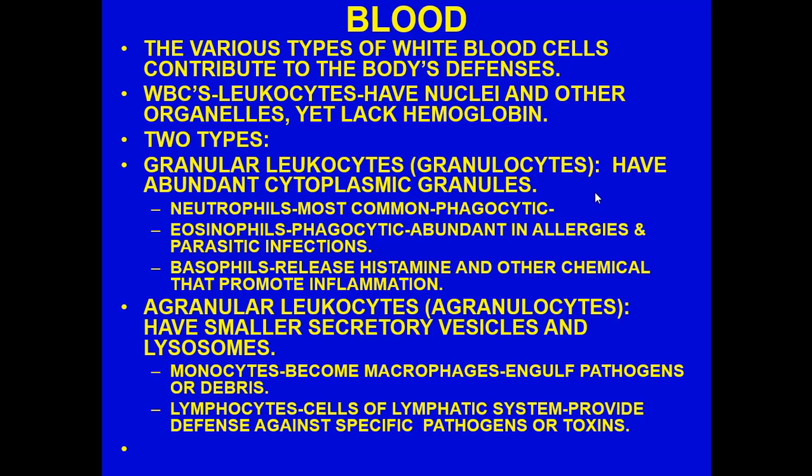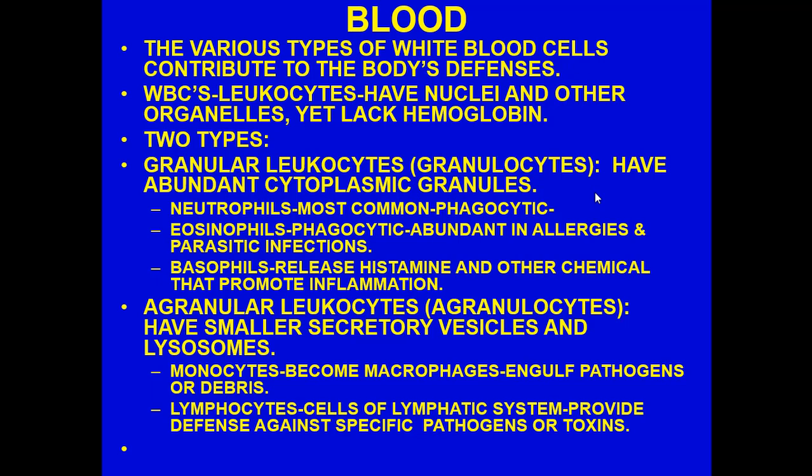WBCs, leukocytes, have a nucleus and other organelles, yet lack hemoglobin. Now, as I mentioned earlier, there are two types of leukocytes. Granular, otherwise known as granulocytes. They have an abundance of cytoplasmic granules. There are neutrophils, which are most common and are phagocytic. There are eosinophils, which are phagocytic, and they're abundant when you have allergies and parasitic infections. Basophils release histamine and other chemicals that promote inflammation.